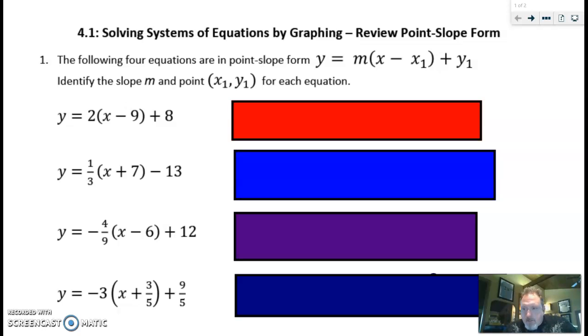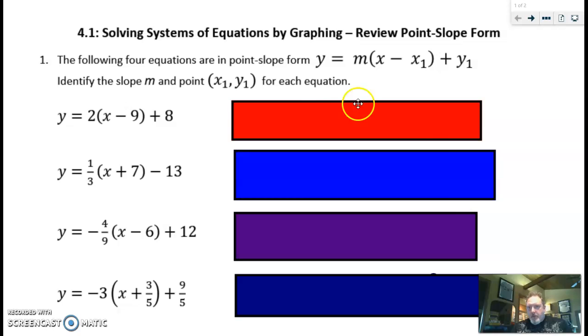Just want to touch base with you guys real quick with reviewing point-slope form. So we're going to talk about point-slope form equations, how to identify the slope and the point, and then I'm going to go through one example with you guys for graphing, because that'll be on your homework that was posted on Schoology. So make sure you're checking into Schoology not only for these videos, but for your homework.